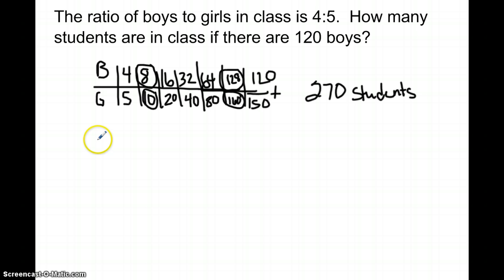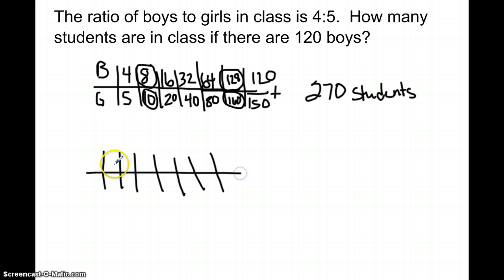Okay, I'm going to start another ratio table, and it says how many students are in class if there are 120 boys. So I really don't need the girl ratio. So I'm going to go ahead and draw my ratio table again. And this time I'm going to compare boys to students.